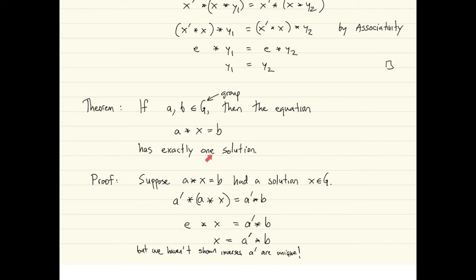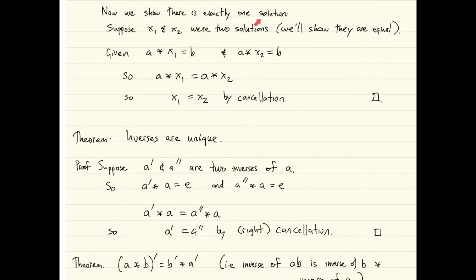We need to show that there's exactly one solution though. We've shown that there's one solution, but we haven't shown, first of all, that inverses are unique yet. Now we show that there is exactly one solution. So suppose x1 and x2 were two solutions, and we'll show that they're equal. x1 being a solution means that a times x1 equals b, x2 being a solution means that a times x2 equals b. Because both of these are equal to b, that means a times x1 equals a times x2, and then we know that we can cancel on the left by a, so we get x1 equals x2, so that there's exactly one solution. We've shown that there is a solution and that there is exactly one.